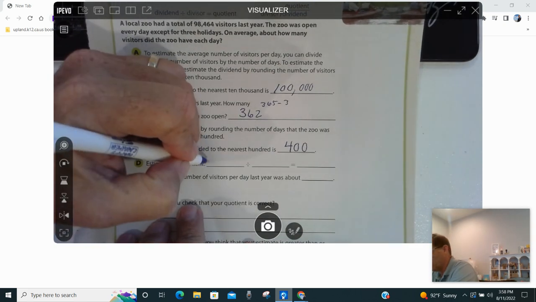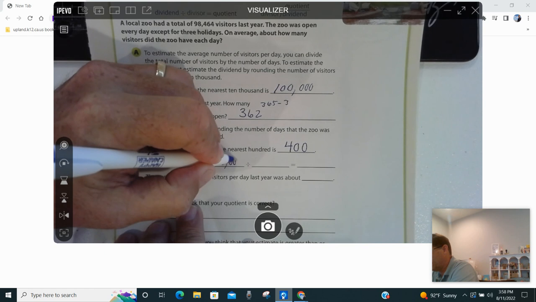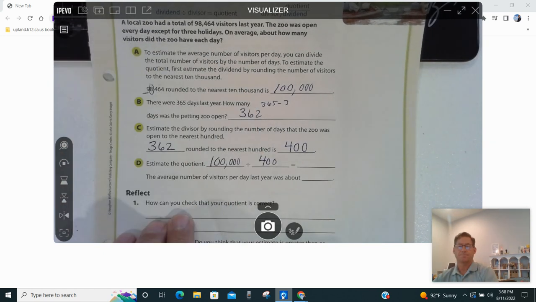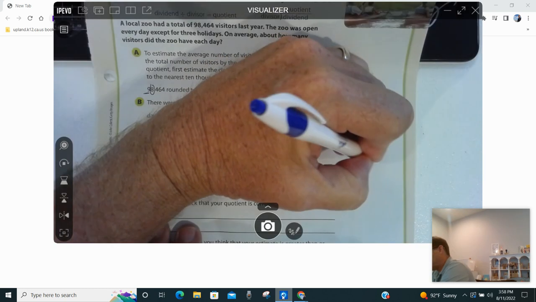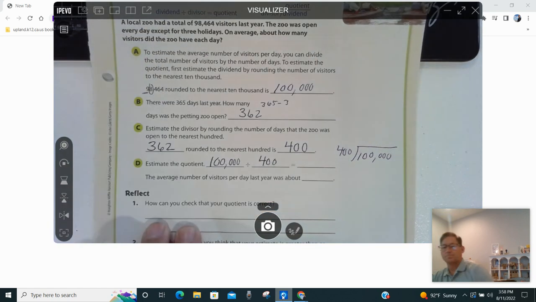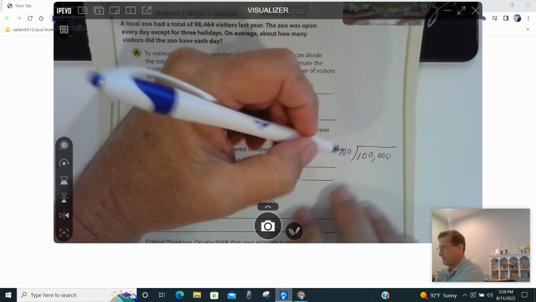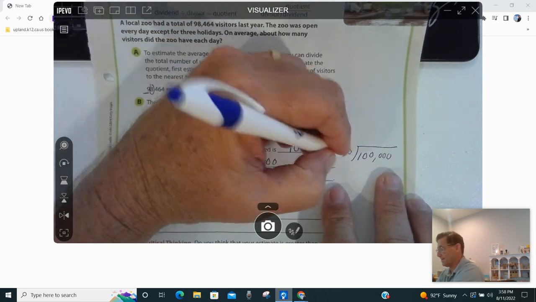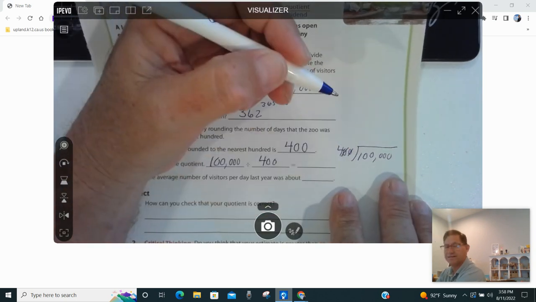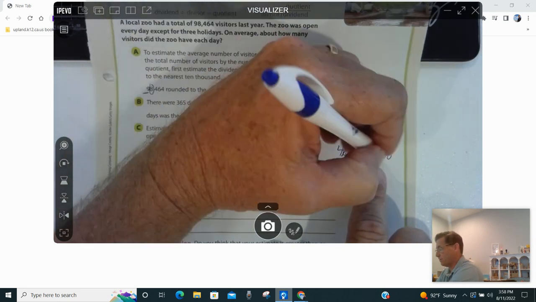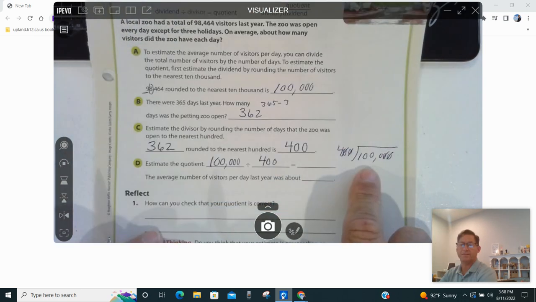So let's estimate the quotient. We have 100,000 divided by 400. Well, you'll recall that if the divisor ends in zeros as well as the dividend, we can cancel out that many zeros. In other words, we're going to divide the dividend by 100, which means we'll eliminate 2 of the zeros.